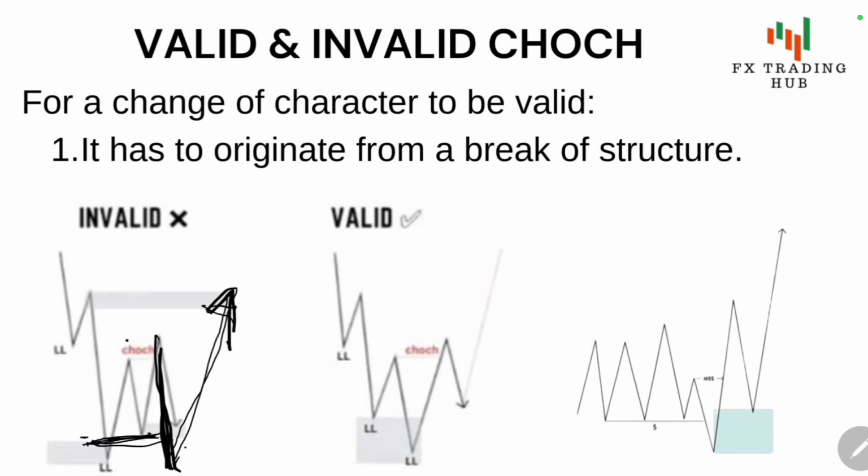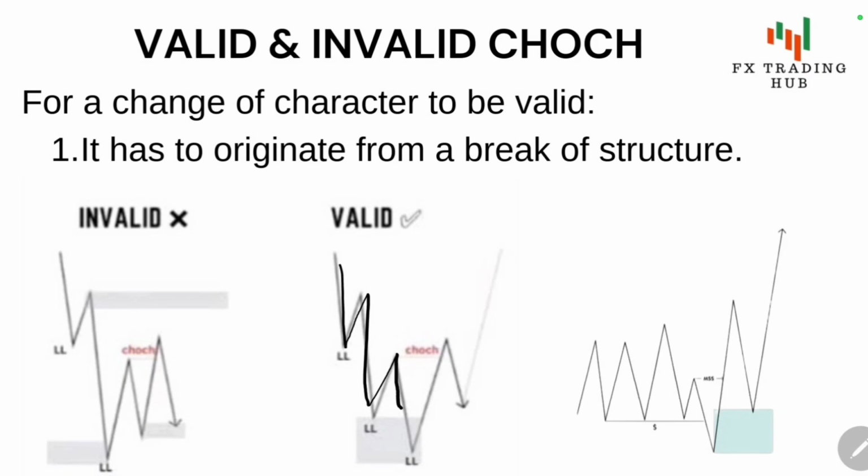Had it been that the market moved down, broke this structure, and now moved up to cause a break to the other side, it would now be a valid change of character. But that didn't happen right here. There was no break of structure right here that caused this. So this is an invalid change of character. But you can see the valid one as I've depicted right here. The market moves, breaks structure to the downside, and when the last structure was broken, the market broke structure to the upside. So that is a valid change of character.